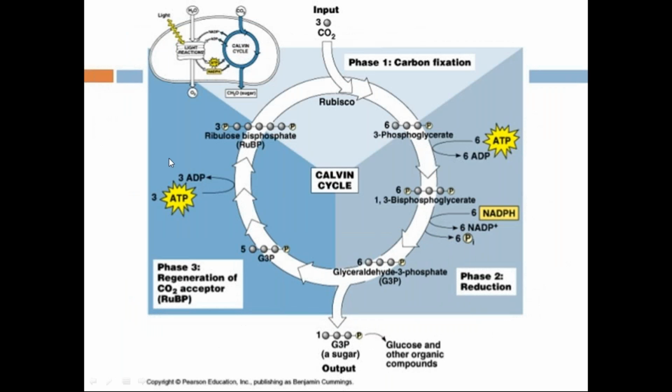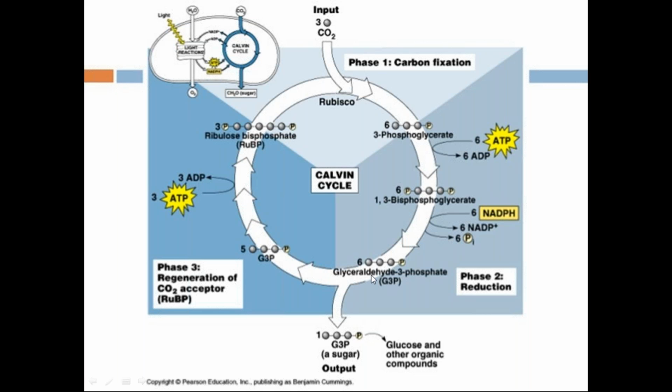Next, these 3-carbon PGA molecules get converted into 1,3-bisphosphoglycerate by using 6 molecules of ATP. The ATP molecules are converted into ADP molecules. Then this 1,3-bisphosphoglycerate is reduced into glyceraldehyde 3-phosphate by using 6 NADPH. So students, 6 ATP and 6 NADPH molecules are used up in this step.